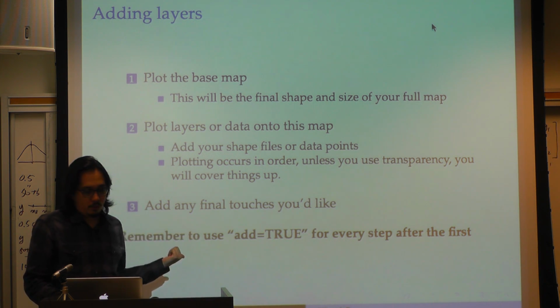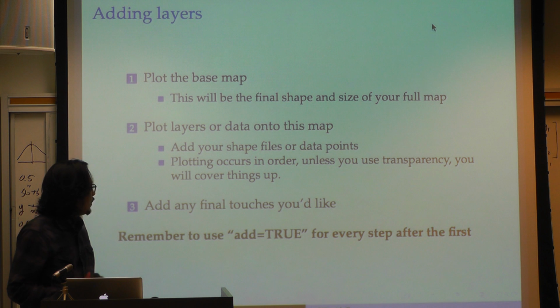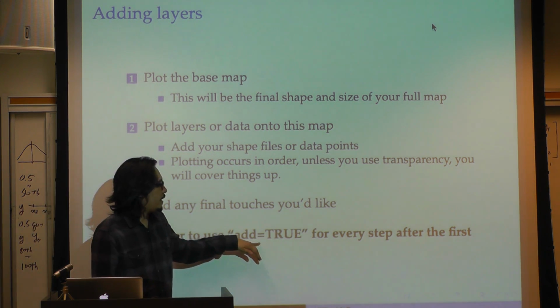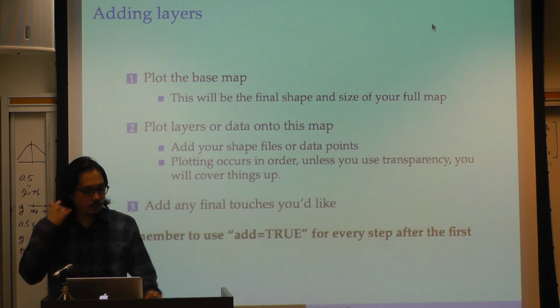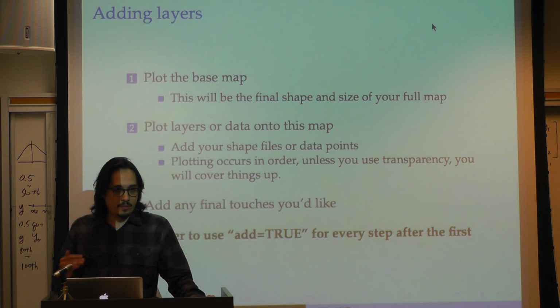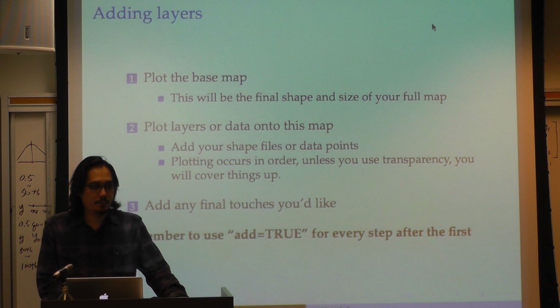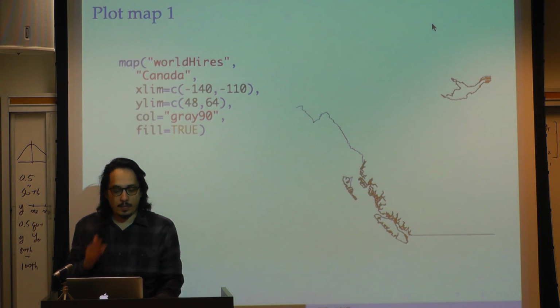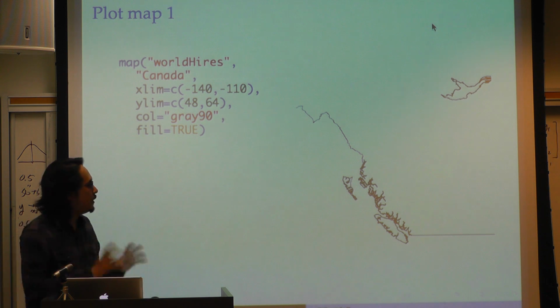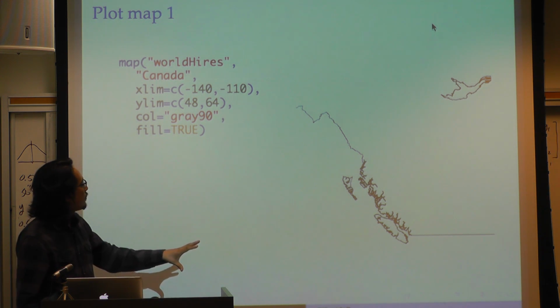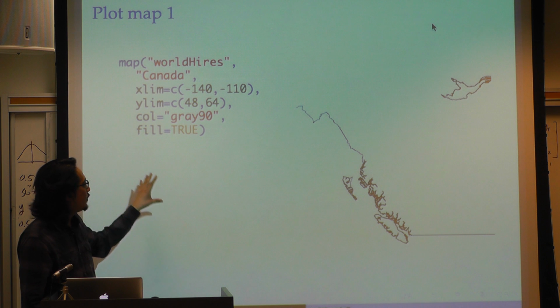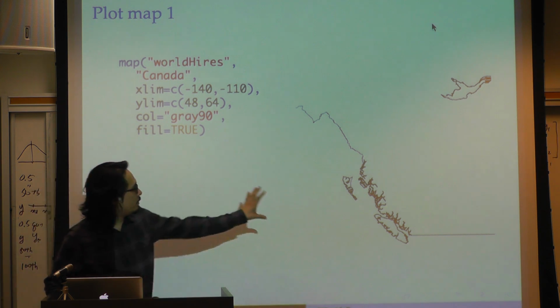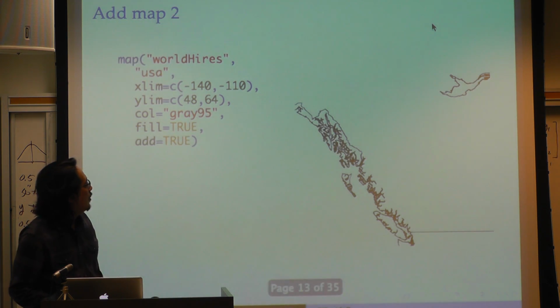I'll show you the code now, but one thing that is important is that when incorporating the layers, you have always to specify add equal true in the function for every step after plotting the baseline map. So here we have the map that I presented before. It's just basically taking Canada from the World Heritage dataset and a specific part of Canada.